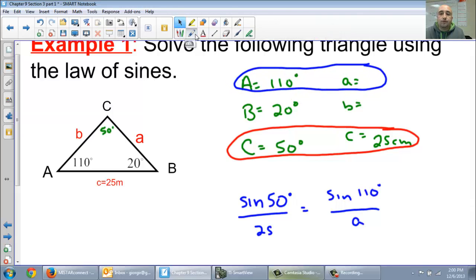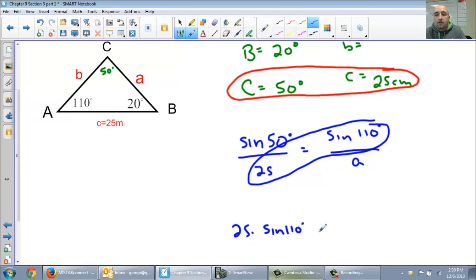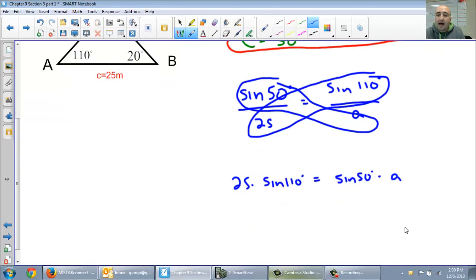So this is what we're going to do. We're going to do this just like we would do any other fractions. We're going to cross multiply. 25 times the sine of 110 is equal to sine of 50 degrees times A. And then what do we need to do to finish this up? Our goal is for A, so we're going to divide by sine of 50.